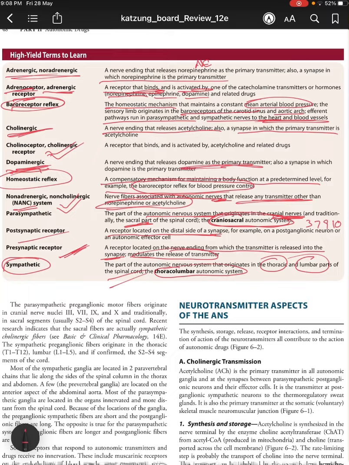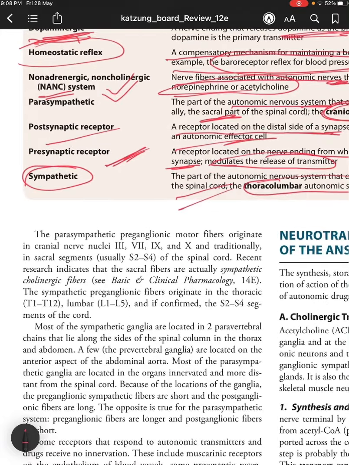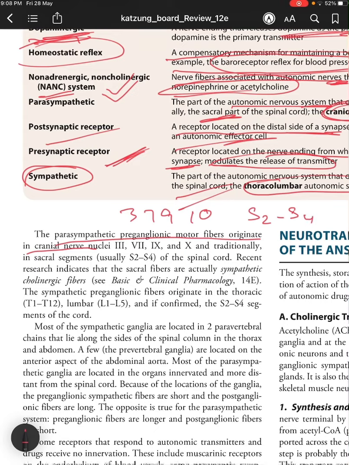And a receptor located on the distal site of a synapse, for example, a postganglionic neuron or autonomic effector cell, is a postsynaptic receptor. So, the parasympathetic preganglionic motor fibers originate in the cranial nerve nuclei 3, 7, 9, and 10, and traditionally in the sacral segments S2 to S4 of the spinal cord. Recent research indicates that the sacral fibers are actually sympathetic cholinergic fibers, not parasympathetic cholinergic fibers.